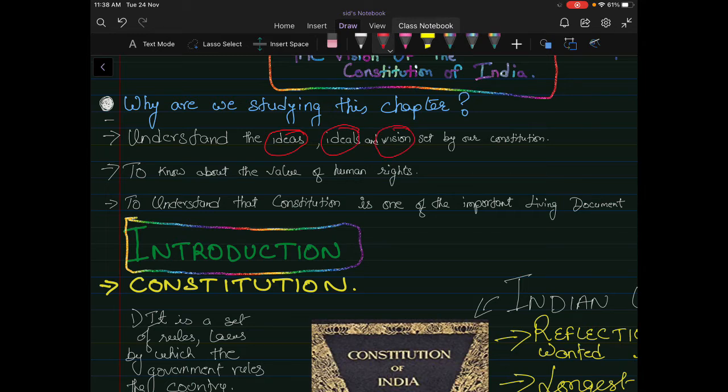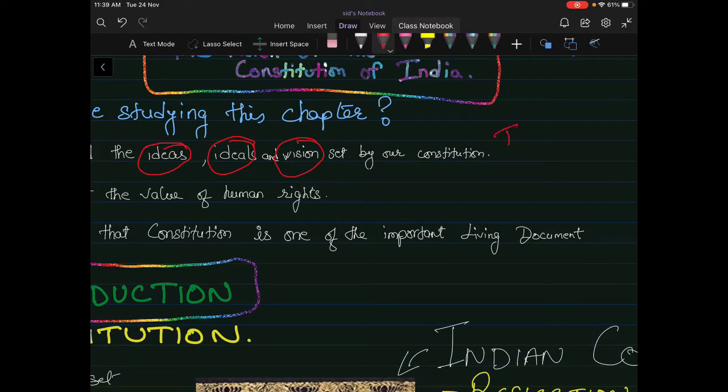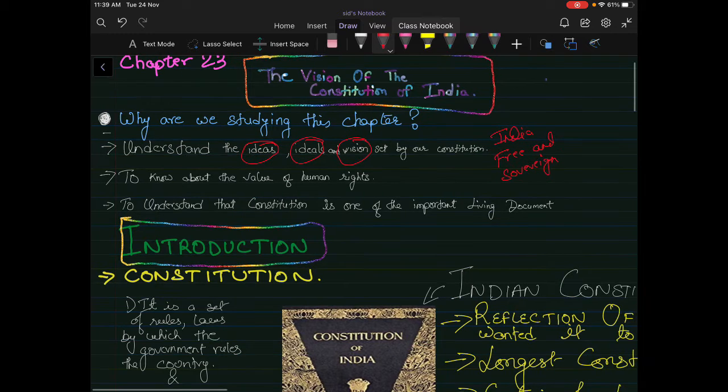As in your previous lessons, what you have already learned is that the constitution is a written constitution. It has a set of rules, beliefs, right? And it is a rigid as well as flexible constitution. So these are all the ideas and ideals, and we need to understand that. And one of the main important visions of our constitution is that India should be a free and sovereign nation. Okay, so that was one of the most important visions of our constitution.